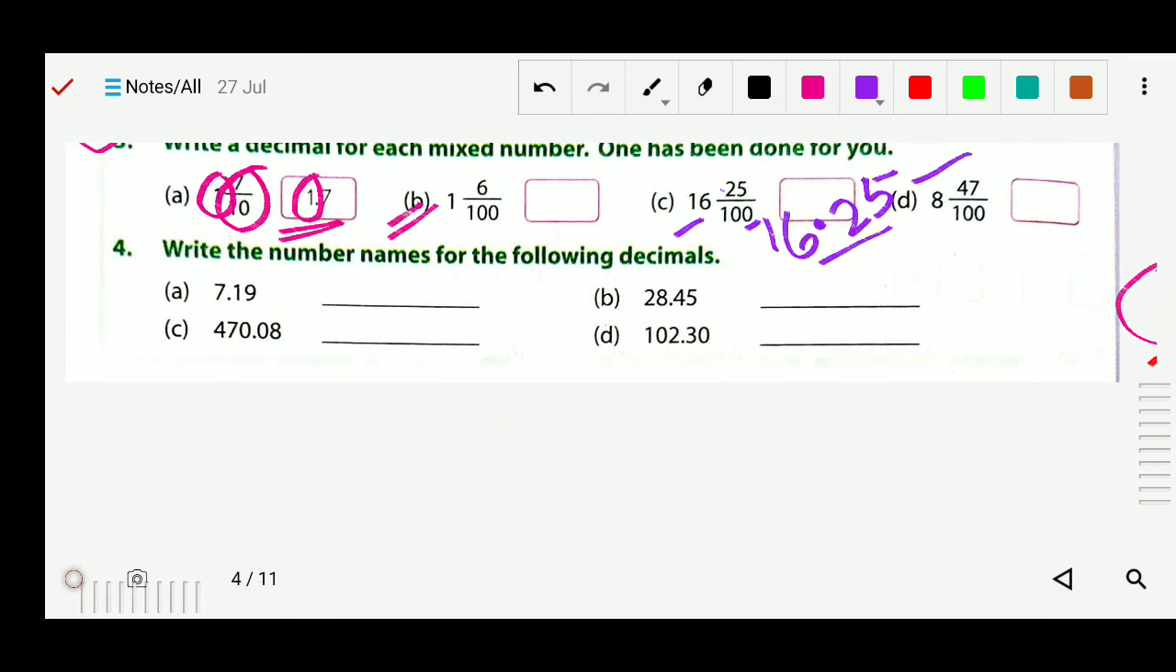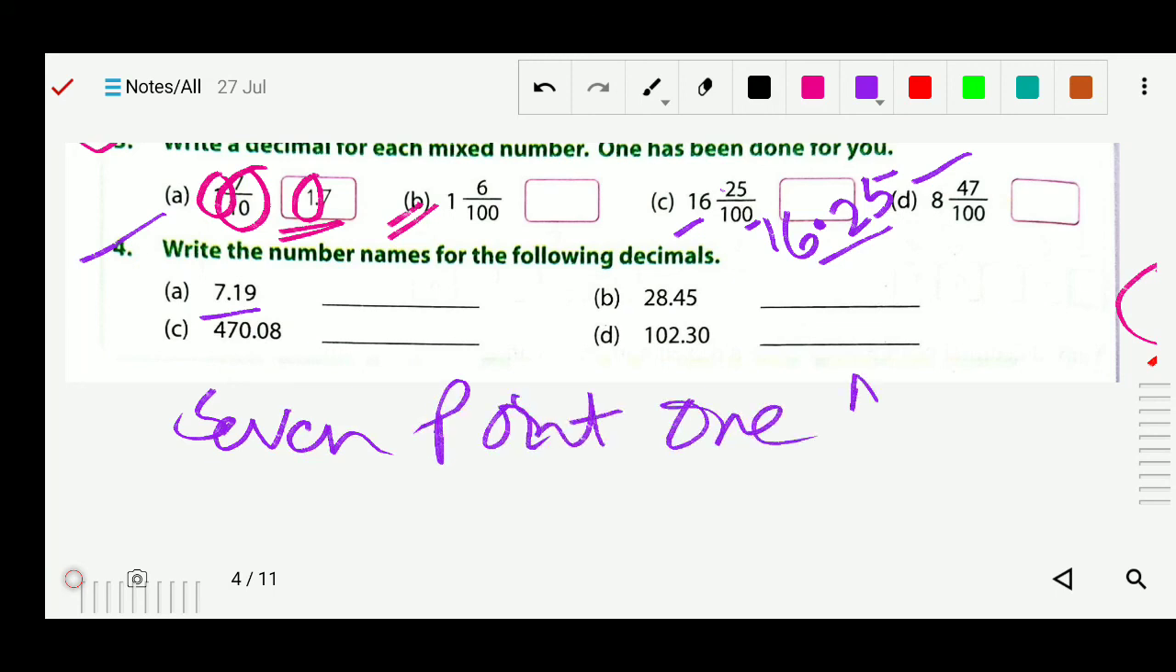Now question number 4. Write the number name for the following decimals. So you have to write the name. So 7.19, you write here. How will you write? 7.19.